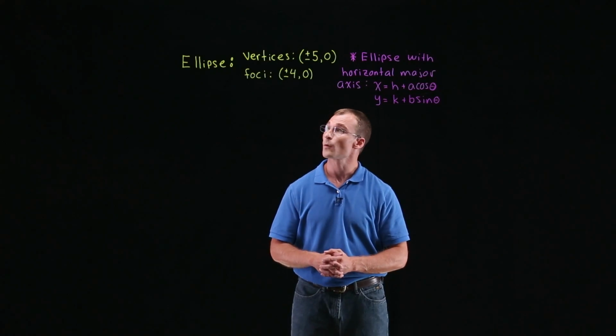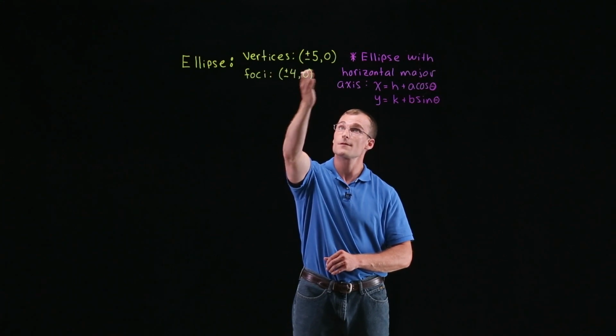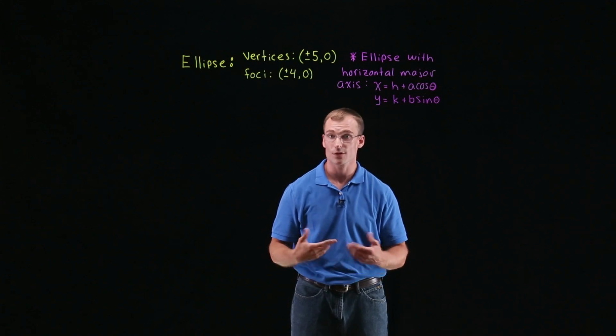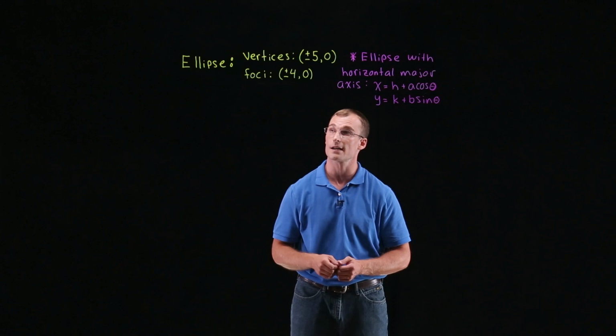Hello everybody, I'm Adam. In this problem, for the ellipse, which we're told has vertices at points positive and negative 5, 0, and foci at positive and negative 4, 0, we're going to use the results from some previous exercises to try to find the parametric equations for the conic.